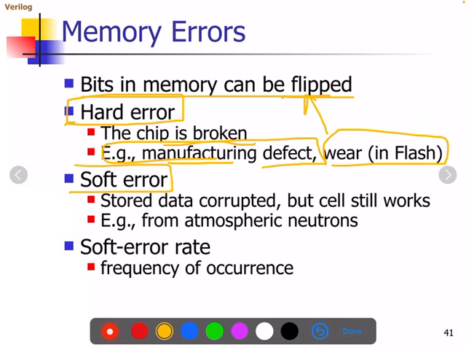And there is something called soft errors. A soft error is nothing but whatever data we have stored in the memory might have got corrupted, but that cell is still working. Data got corrupted but the cell is still working. That comes under the category of soft error. There is a possibility that atmospheric neutrons or atmospheric factors might have influenced the flipping of the data, which leads to memory errors.